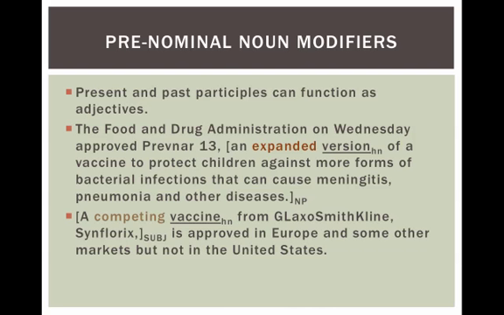So you'll see things like an expanded version. We can tell this isn't functioning as a part of a verb phrase or as a participial phrase because it comes between an article, an, and a noun, version. So be careful. This is why the surrounding context is really important. Also, a competing vaccine. This is an ing. Compete is a verb, so it's a present participle, but it's functioning as an adjective.